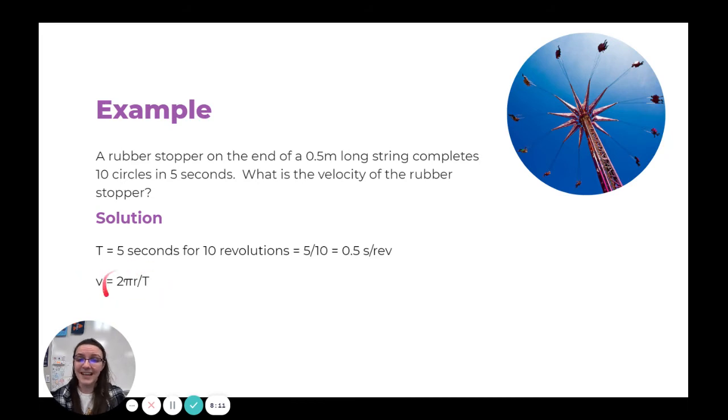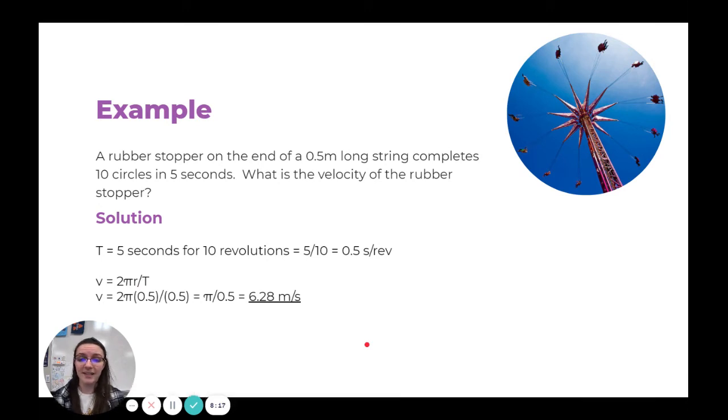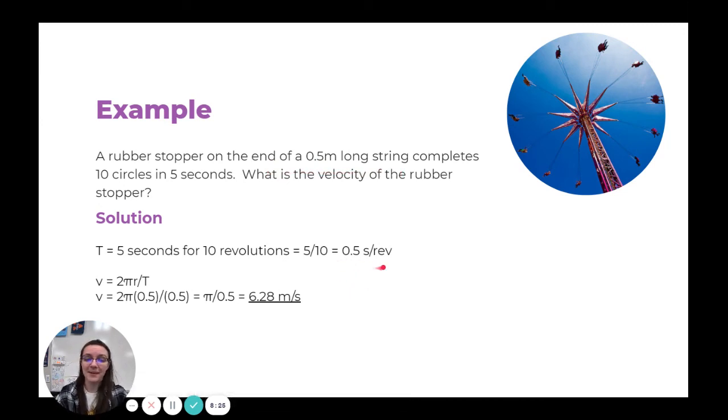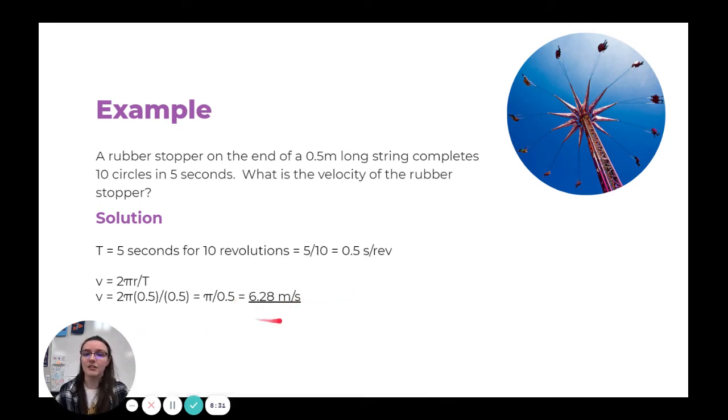Now I know velocity is 2 pi r over T. So I'm going to plug in what I know. I plug in 0.5 for the radius, because that's how long the string is, and 0.5 for my period, that's what I just found, to get that the velocity of the rubber stopper on this string is 6.28 meters per second.